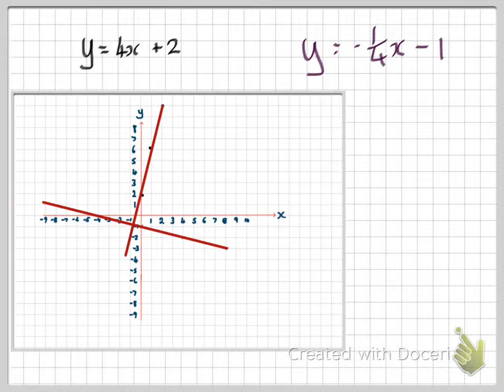Here we're plotting them, showing the two lines, and we can see that they are perpendicular. So for perpendicular and parallel lines, look at their gradients.